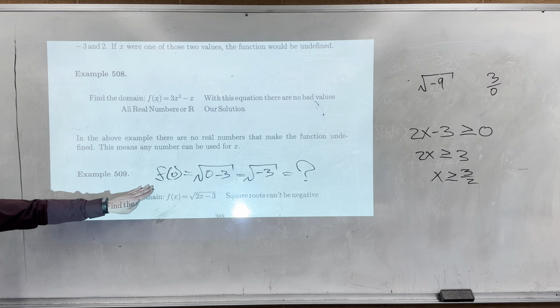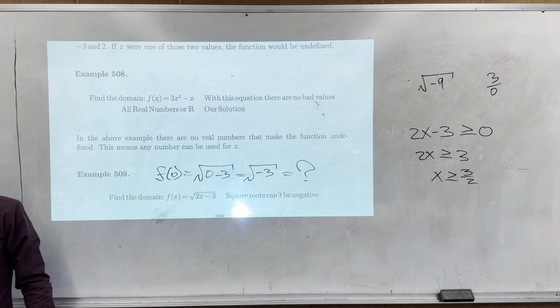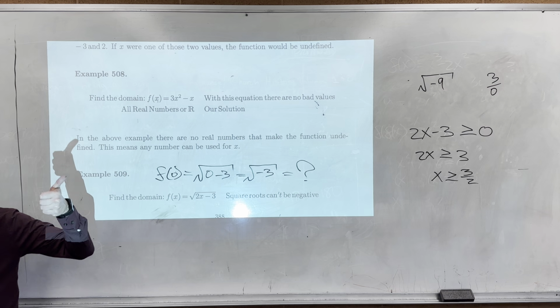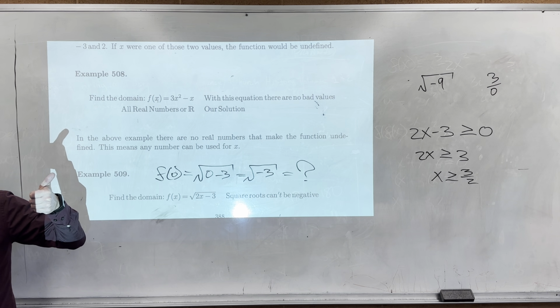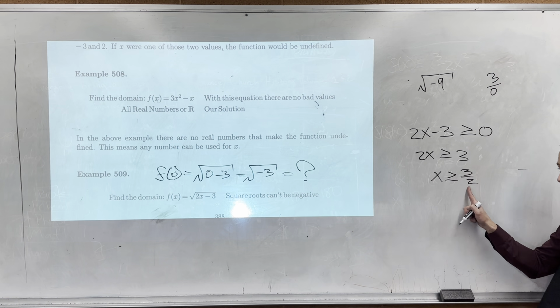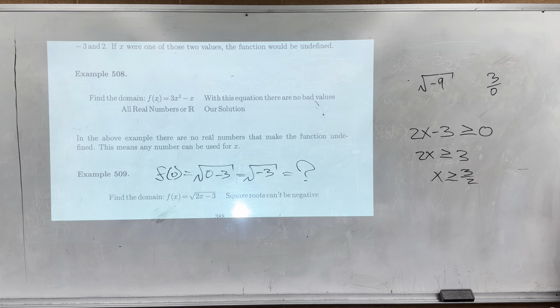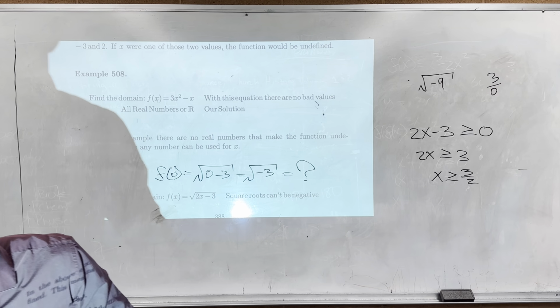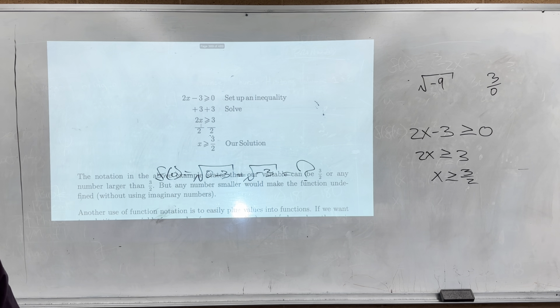If I try plugging in 1, we get a similar problem. If I plug in 2, we're okay. If I plug in -2, we're in trouble. If I plug in any number greater than or equal to 3/2, we're okay. If I plug in any number less than 3/2, we're in trouble. We're going to be trying to take the square root of a negative number. So our domain in this case is going to be all x greater than or equal to 3/2. Make sense?